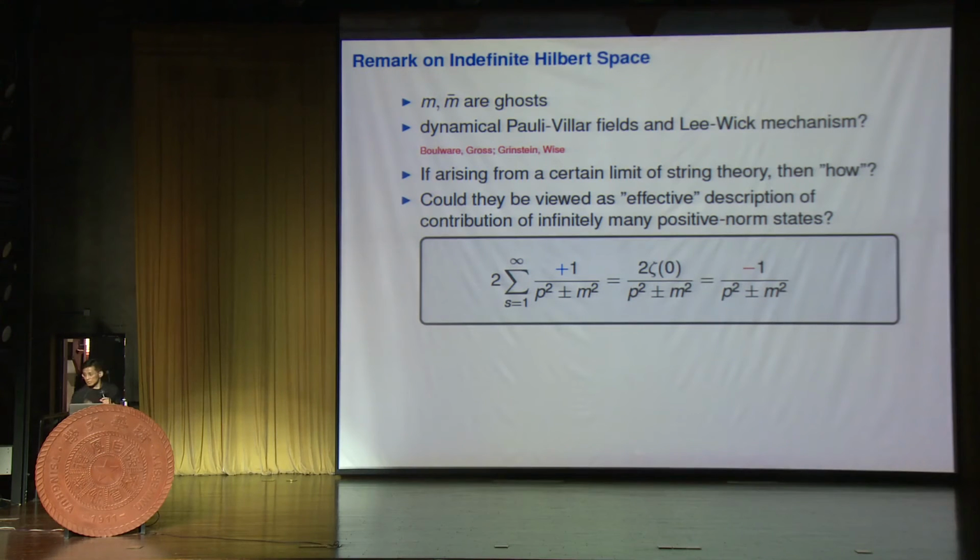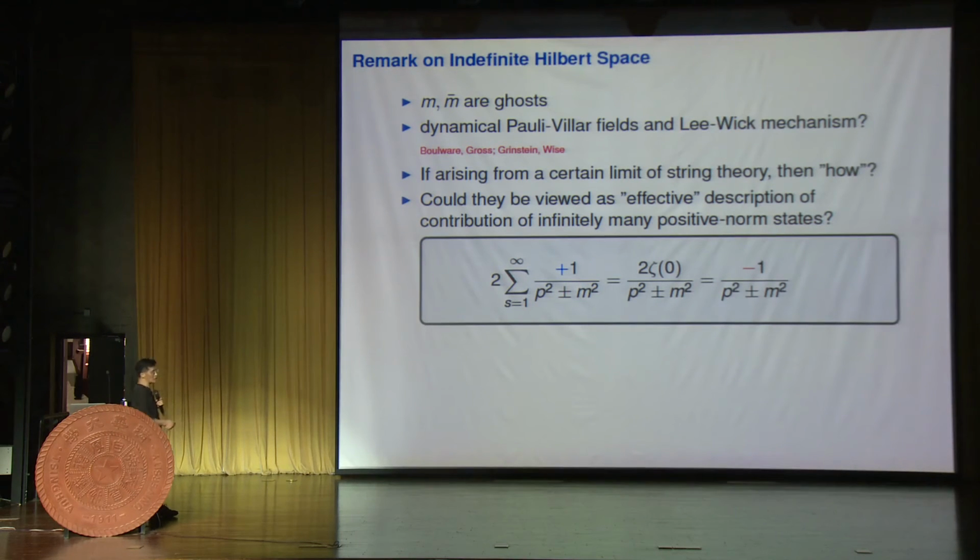So let me just have 30 seconds. And there's one very speculative remark I want to make. These are ghosts, so you might say this is a really bad theory. However, I just want to make the simple identity that if I have the usual field, the positive norm states of some mass, m squared is not important.